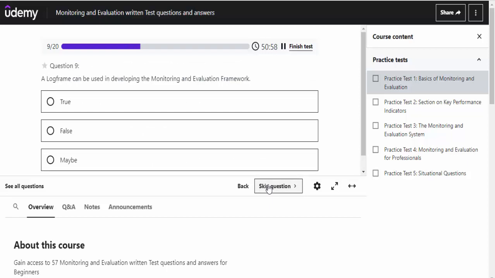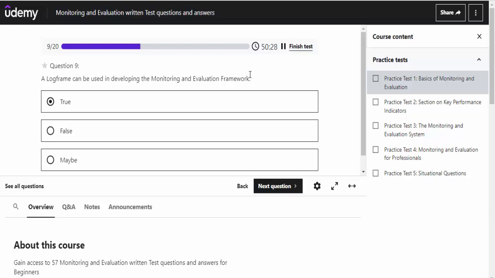Question 9. A log frame can be used in developing the monitoring and evaluation framework. This is true. The log frame is actually, you know what I've seen in the past, people tend to mistake the log frame for the M&E framework. These are two different things. When I say the M&E framework, I'm talking about the M&E framework matrix.